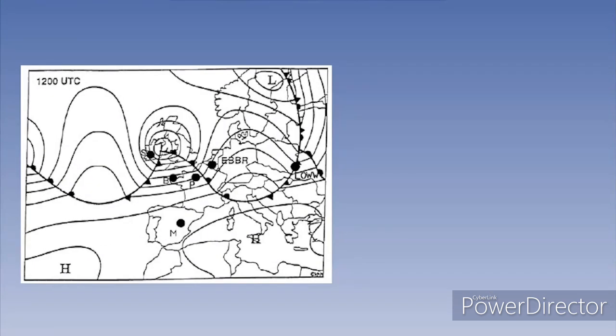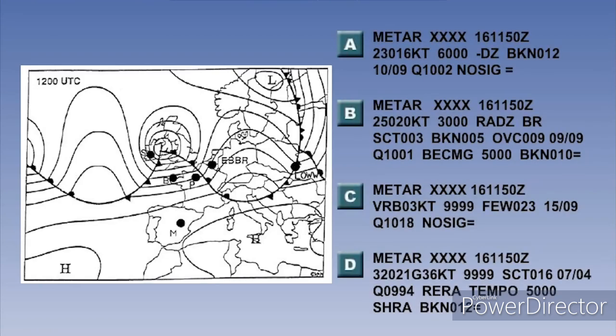There are 4 other airports on this chart: Paris, Brest, Shannon and Madrid. Each of these stations will be highlighted and displayed. Then 4 different METARs will appear: A, B, C and D. When each station is shown, select the appropriate METAR which you feel best fits the weather at that station. The first of these stations is Paris. Please select A, B, C or D.